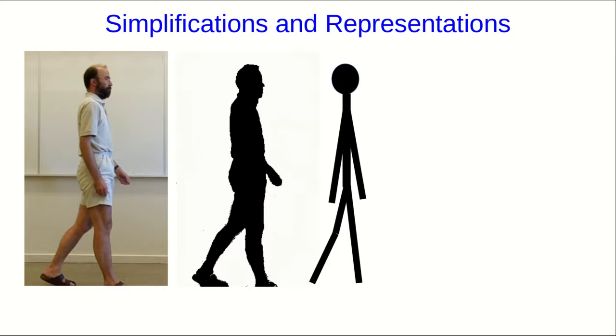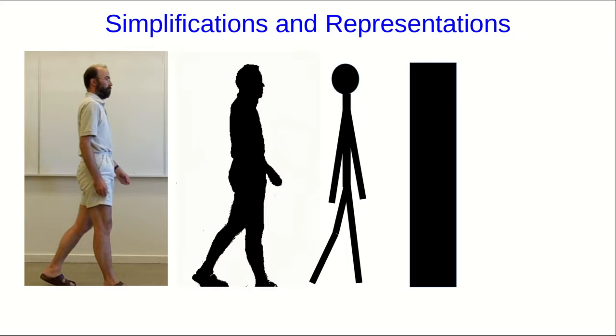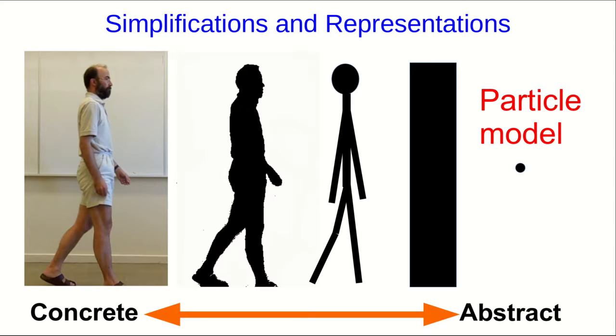But maybe we don't even care about how my head and my torso move individually and only care about how I move as a whole, but perhaps we need to know whether I can fit through a door. In that case, this might be a good enough model. And maybe we don't even care about that, and we just want to track my position. And so we could choose a representative part of me and represent all of me by the location of that representative part, a point. This is something we call the particle model, and we'll use it all through this course. What we see here is a progressive simplification from a concrete representation of me to a more abstract representation.